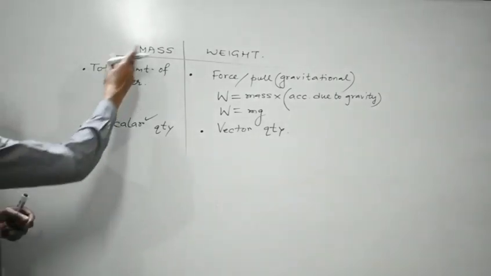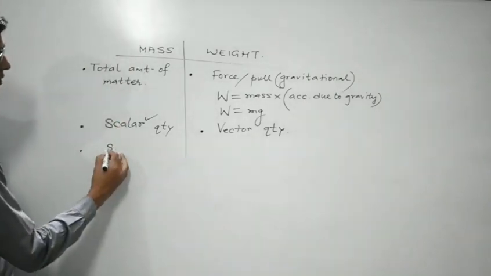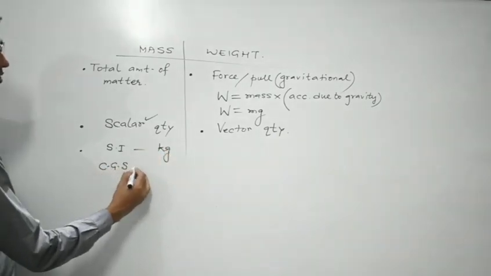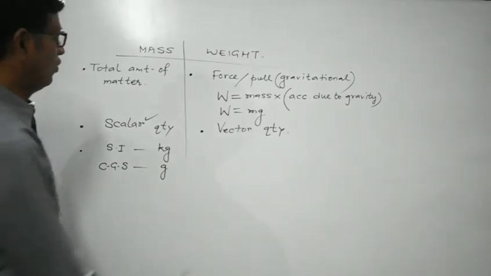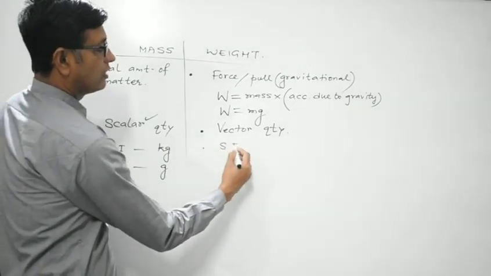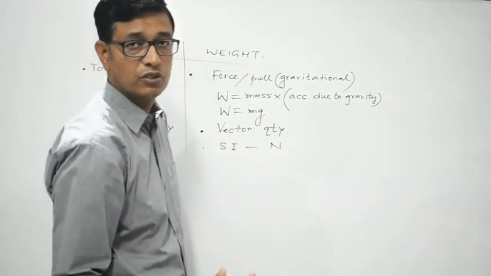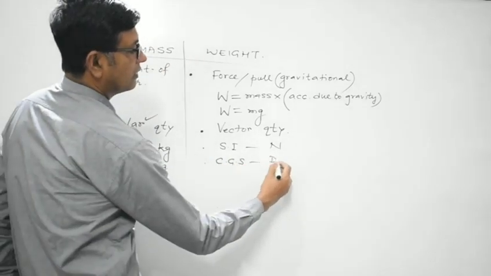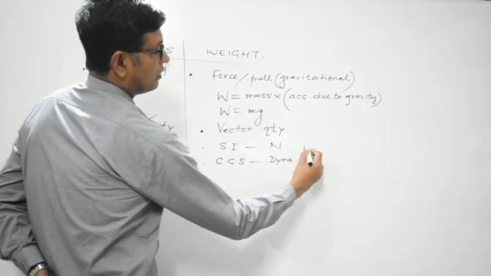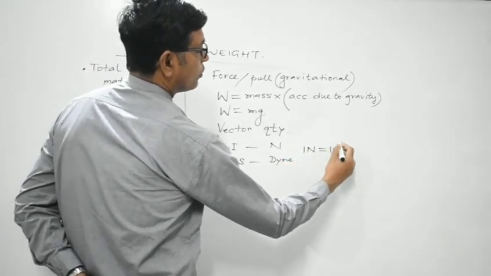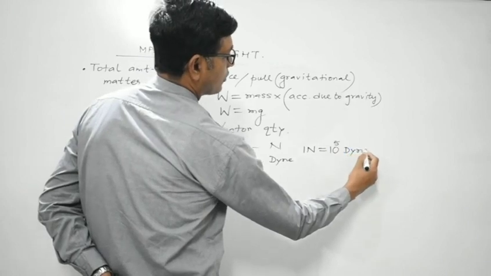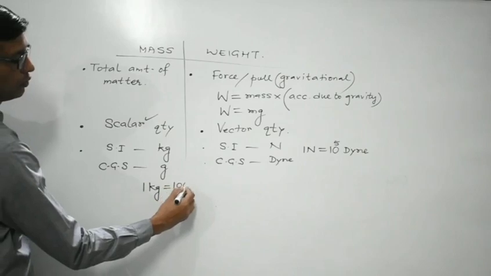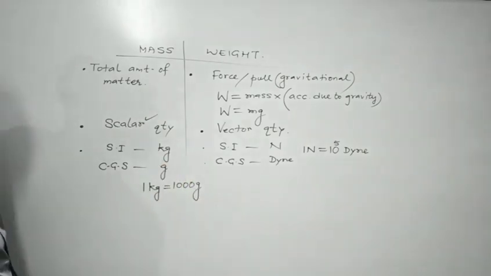Third, SI unit of mass is kg. CGS unit of mass, we discussed it, is gram. While the SI unit of weight is Newton. Remember, weight is a force, so its SI unit is Newton. CGS unit of force is dyne. And 1 Newton is 10 raised to power 5 dyne. This is the relationship. Here the relationship is 1 kg is equal to 1000 gram. Clear?